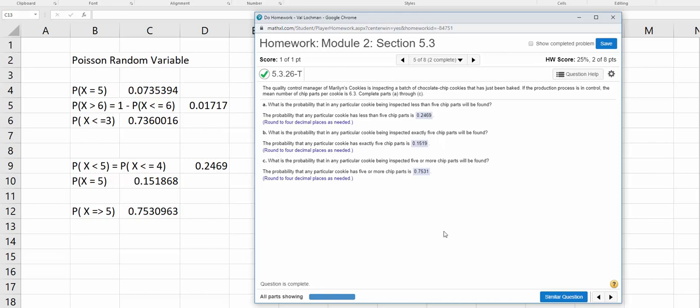So these are the functions that you should be using in computation of probabilities for a Poisson random variable.